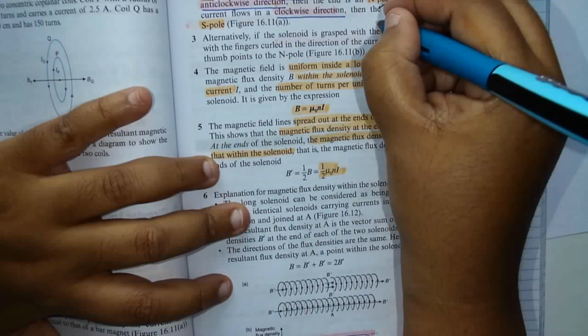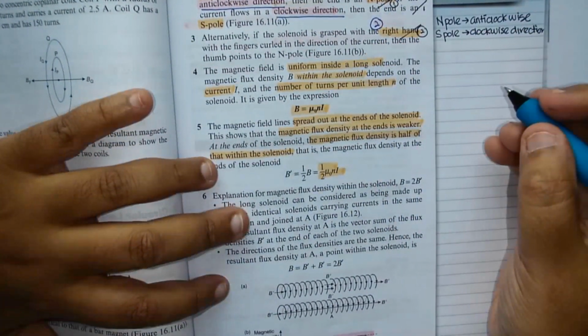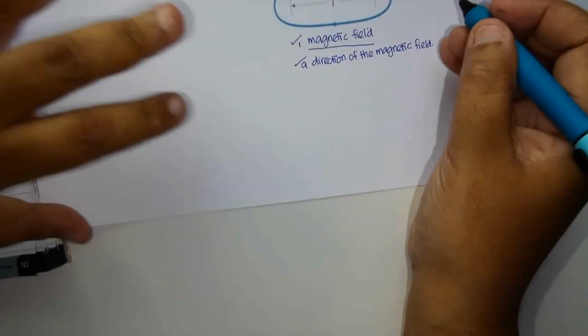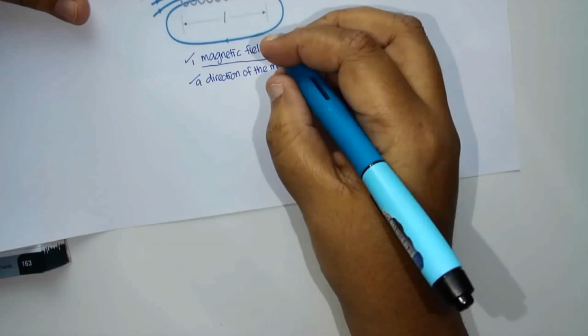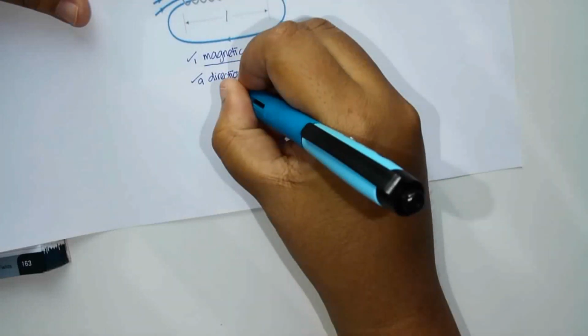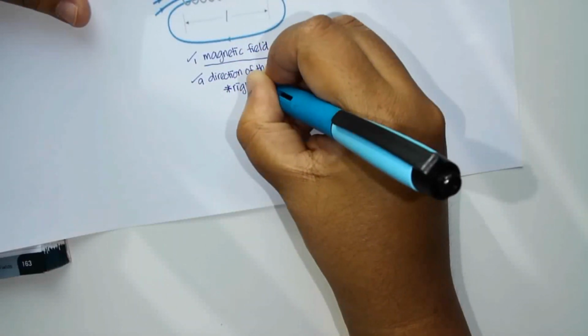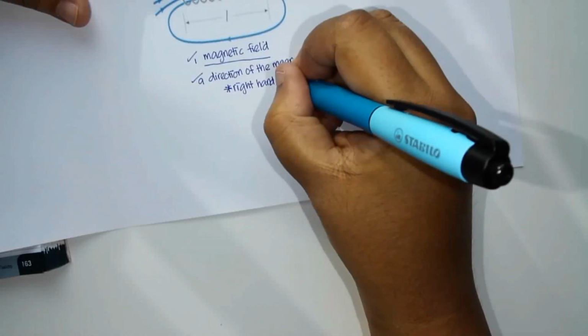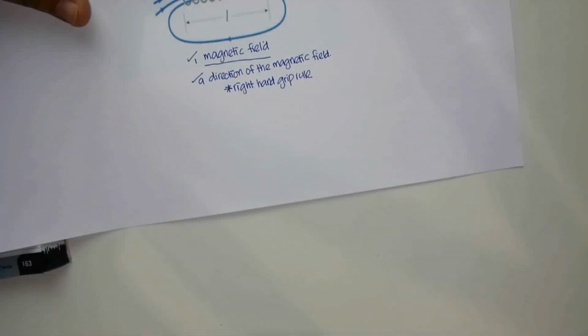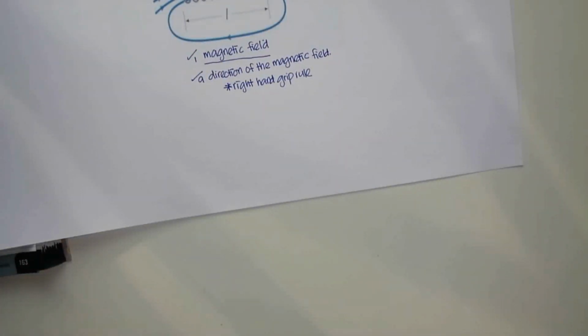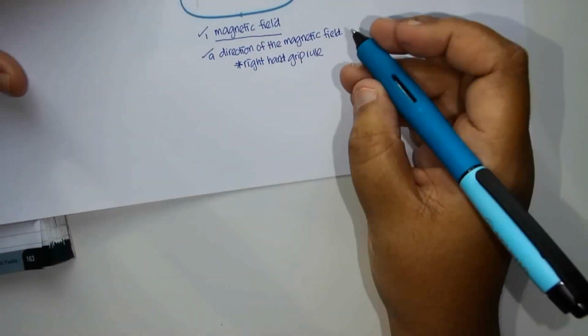The second method, which I'm very comfortable with, is called the right hand grip rule method. Okay, now the first one was the north and the south. The second one, which I'm very comfortable with, is the right hand grip rule method. Definitely you use your right hand. Okay, right hand grip rule, you take your right hand.